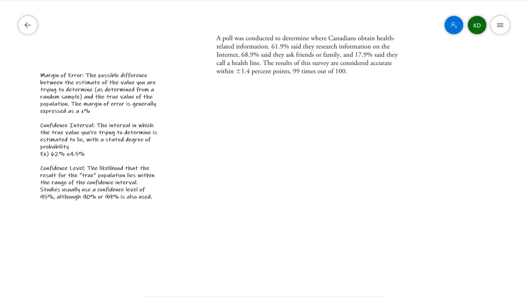The confidence level is the likelihood that the true population value lies within the range of the confidence interval. Studies usually use a confidence level of 95%, although 90% or 99% is also used.